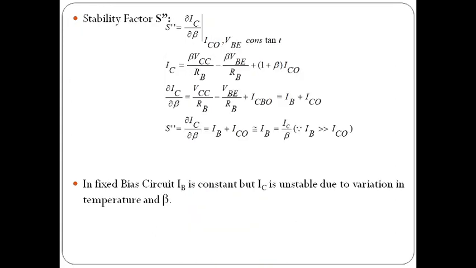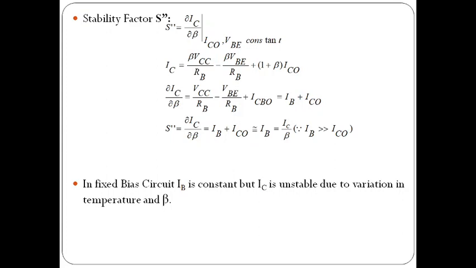S double dash is nothing but dou IC by dou beta. When calculating dou IC by dou beta, we have to consider ICO and VB constant. So again, I differentiate the same equation with respect to beta. Now dou IC by dou beta equals VCC by RB minus VB by RB plus ICBO. So VCC minus VB by RB can be written as the IB value, plus ICBO. So S double dash equals dou IC by dou beta equals IB plus ICO.